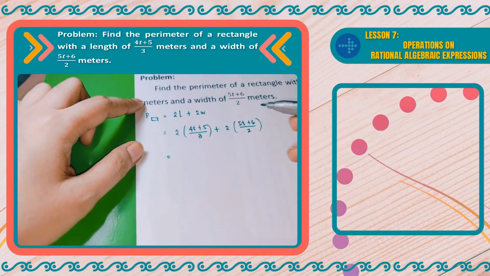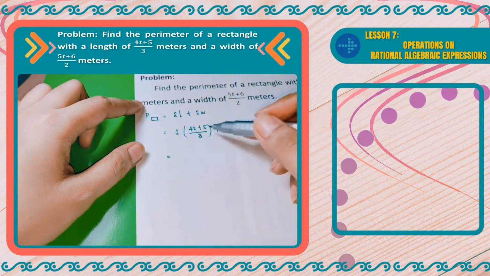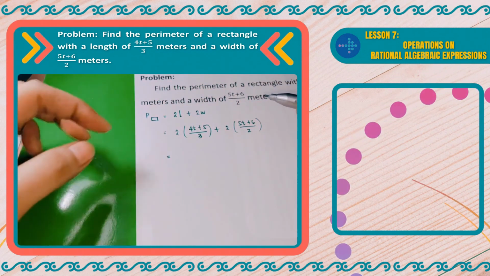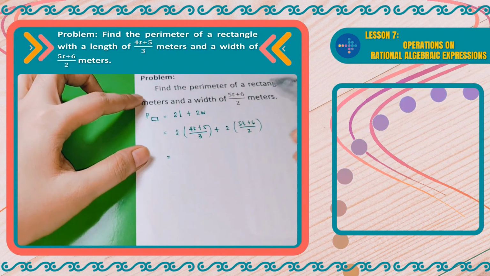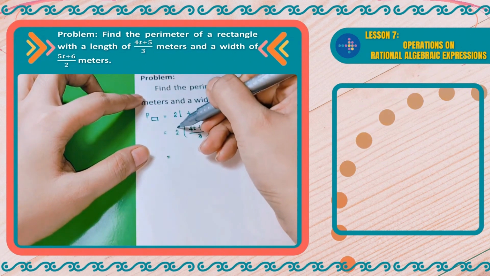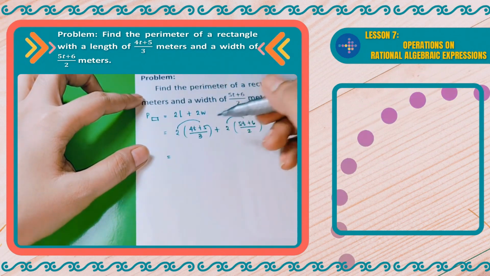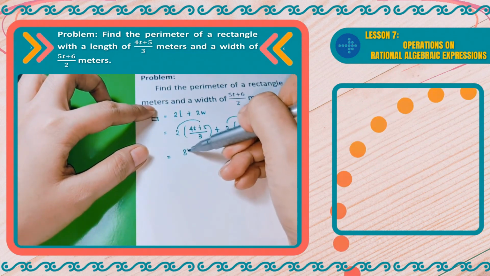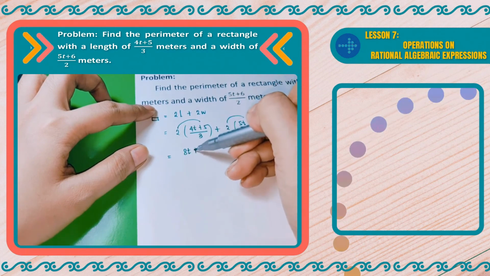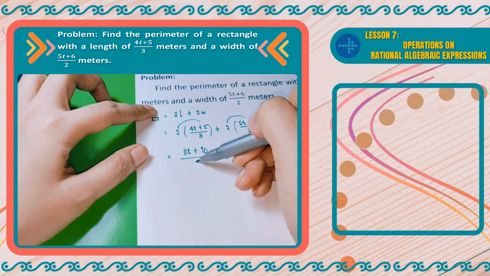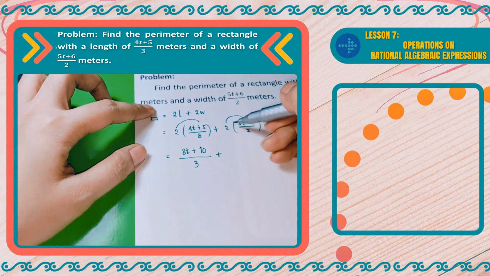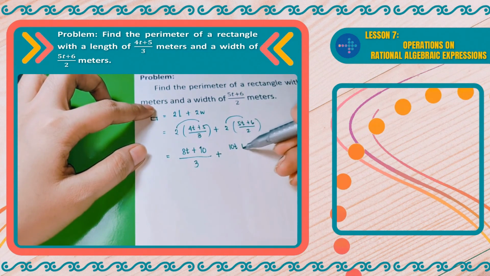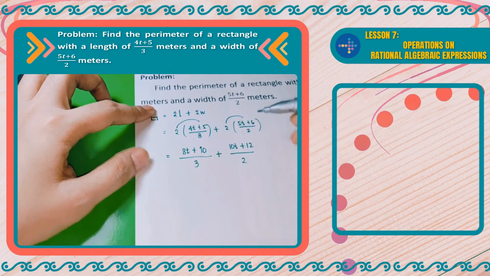Then, since we have multiplication and addition, so using the order of operations, we need to solve first multiplication. So, yung 2, multiply natin dun sa ating length and width. So, 2 times 4t is 8t, 2 times 5 is 10 over 3. Plus 2 times 5t is 10t, 2 times 6 is 12 over 2.